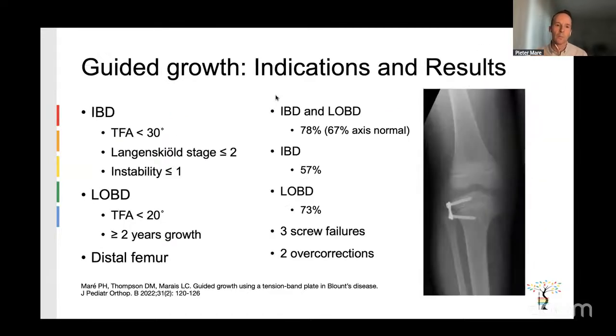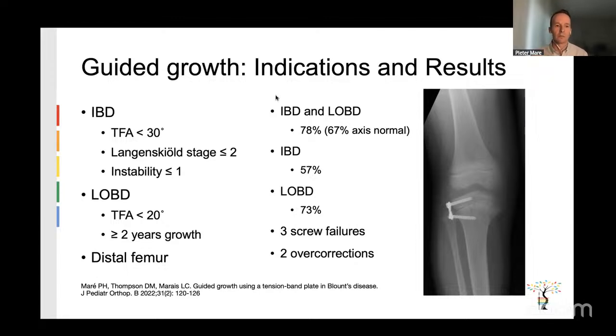We looked at our patients retrospectively. So you must understand that this is retrospective, so you can take these values with a pinch of salt, but I think it is a good guideline. So in infantile Blount's disease, a TFA less than 30 degrees, these are all anatomic measurements because we didn't, unfortunately, have long leg films available for most of them. So we had to rely on that. A Langenschuld stage less than or equal to 2, and an instability in our classification system of less than or equal to 1. So in other words, no knee instability with a knee fully extended.